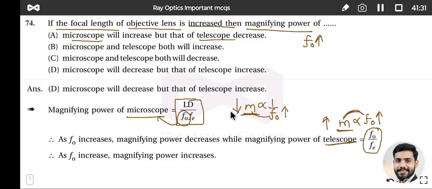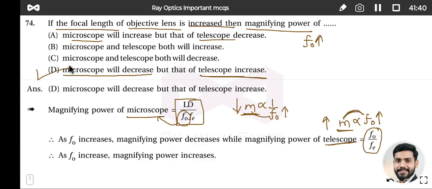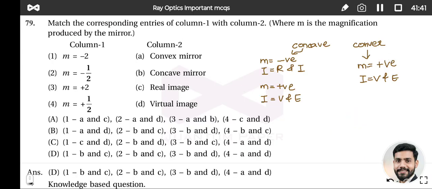So for microscope magnification decreases, for telescope magnification increases. So the correct answer is D. Look at the next question. These two columns are given. We have to match these two columns with magnification and according to their images in concave and convex mirror.